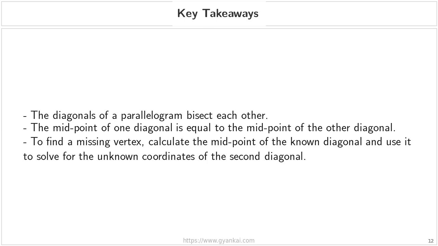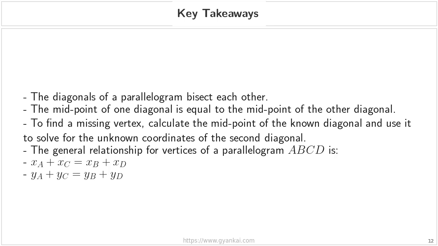When you are faced with a problem where a vertex is missing, just like the example we worked through step by step, your strategy should be this. First, calculate the midpoint of the diagonal where you already know both endpoints. Then, use that specific point to set up your equations and solve for the unknown coordinates of the second diagonal.